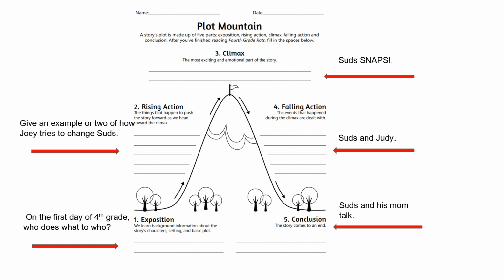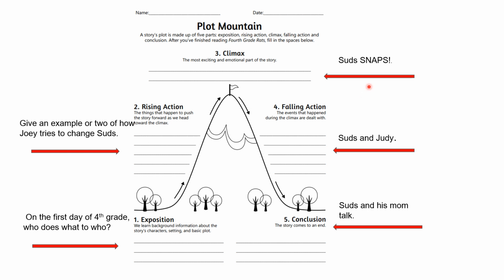So now let's use Fourth Grade Rats to write a plot. Now, this is just one example of a plot. You might have a few things a little bit different than mine, but I bet it's basically going to be about the same. So if we start at the exposition, I would start with, on the first day of fourth grade, who does what to who? All right. If I start it that way, I'll have the characters, I'll have the setting, fourth grade, and I'm going to have the basic plot. The rising action, I would give an example or two of how Joey tries to change Suds.